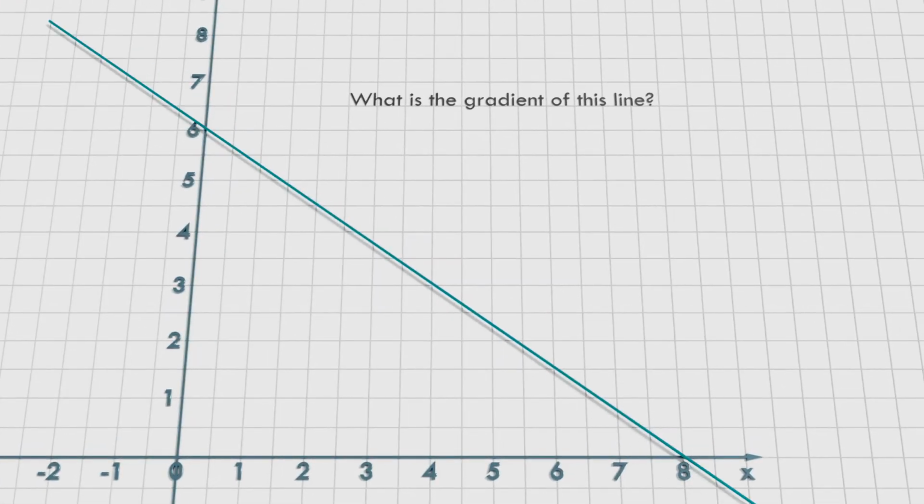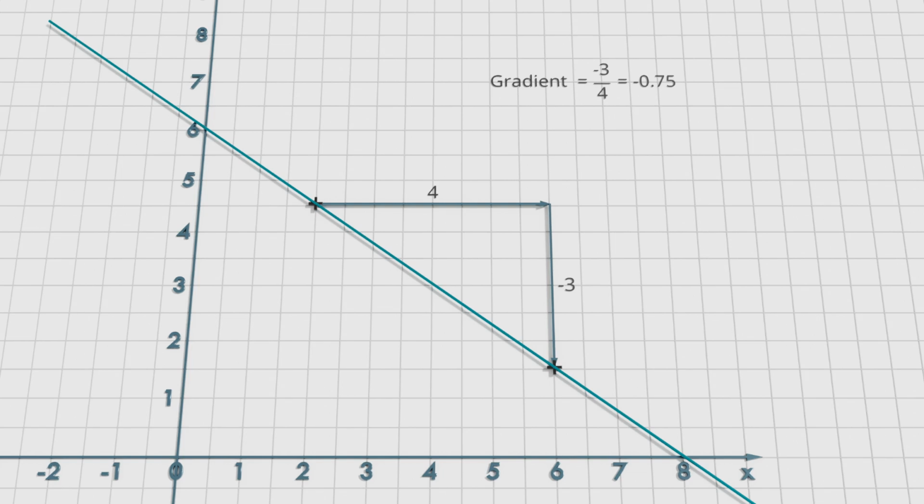Question: what is the gradient of this line? Feel free to pause the video before the answer is shown. The gradient is -3 divided by 4, which is -0.75.